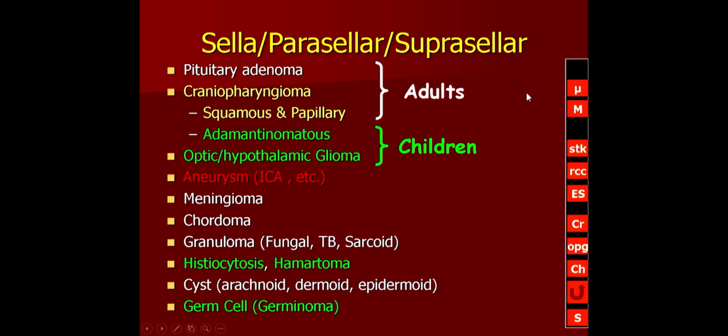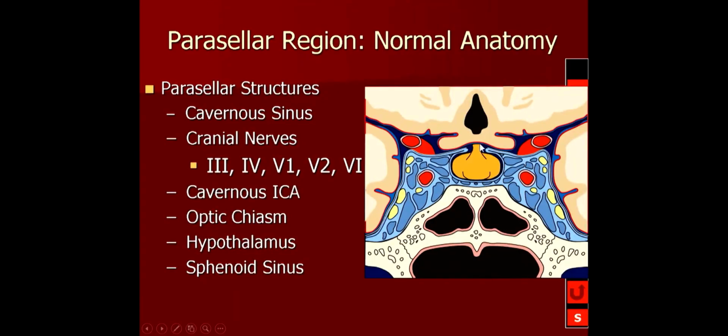Now, the most common sellar and parasellar lesions in a child are going to be hypothalamic and chiasmatic gliomas and craniopharyngiomas, and the most common sellar and parasellar lesions in an adult patient are going to be pituitary adenomas and craniopharyngioma. So those are things that we want to think about once we've ruled out the possibility of the patient having an aneurysm. So what's the anatomy of this area?